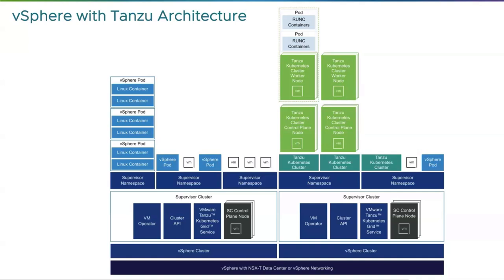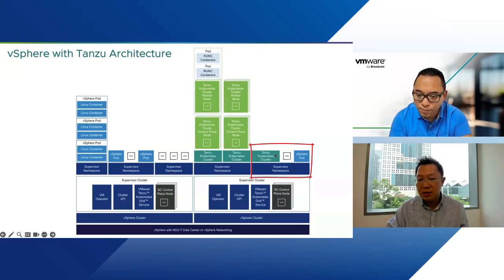And you can have a combination of all different kinds of workloads in different form factors. If you take a look at this supervisor namespace, there are virtual machines, there are vSphere pods, and there are also TKGs clusters. So a namespace can contain any of those different objects, right?